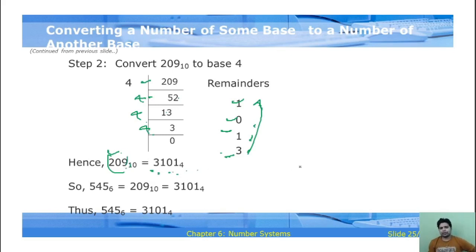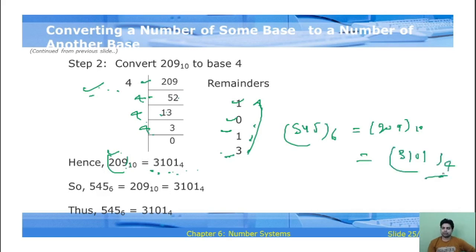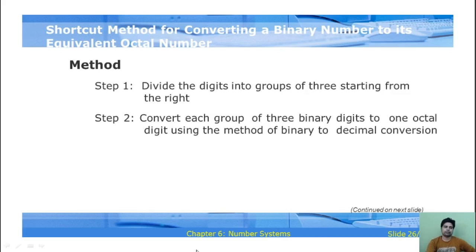In the previous slide we first converted 545 in base 6 to the decimal number 209 in base 10, and any decimal number can easily be converted to a particular base by the dividing method. So we applied this with base 4, and it was converted to 3101 in base 4. Okay.